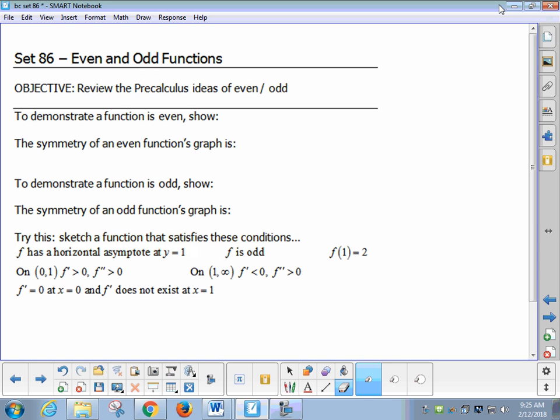In the interest of time, I have some warm-ups, but the lesson went long, so should we go straight to the lesson? Even odd, which I know we talked about, but specifically focusing on calculus.